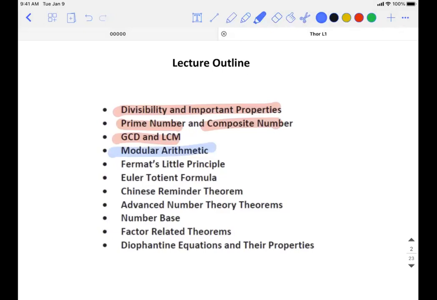And then we're going to spend some time talking about 3 very important number theory theorems. They are Fermat's little theorem, Euler's totient formula, and the Chinese remainder theorem. Trust me, these 3 parts are going to be tested from time to time in the American and even the Canadian math competitions. So having a good understanding of these 3 principles is going to be crucial for our North American math competition study.